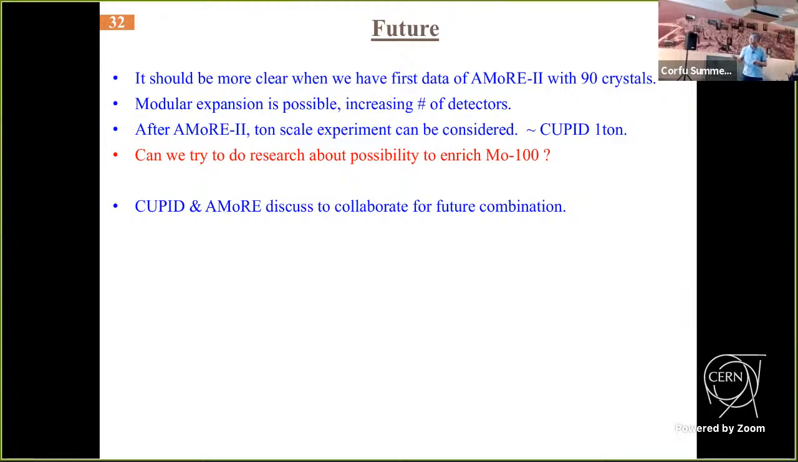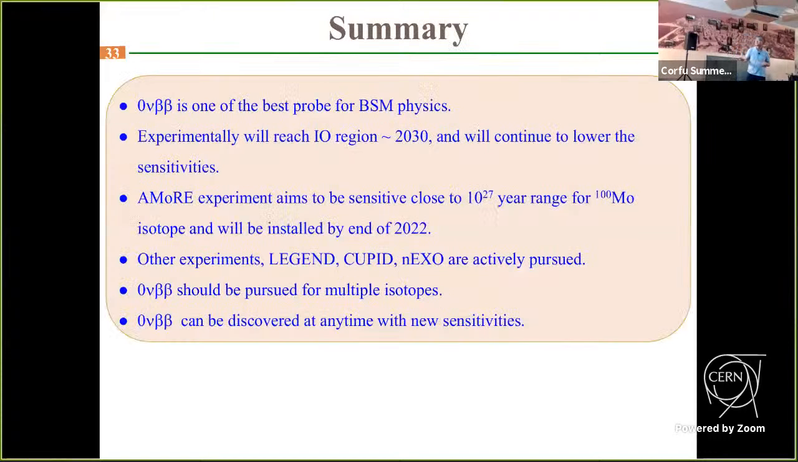We have had some discussion with the European group, together for molybdenum-100 low-temperature cryogenic experiments. So, in summary, that will be one of the best probes for beyond-standard-model physics experiments. We reach the inverted ordering region around 2030. Not only AMoRE, the other experiments will reach the IO region, not completely ruling it out, but we continue to lower the sensitivities.